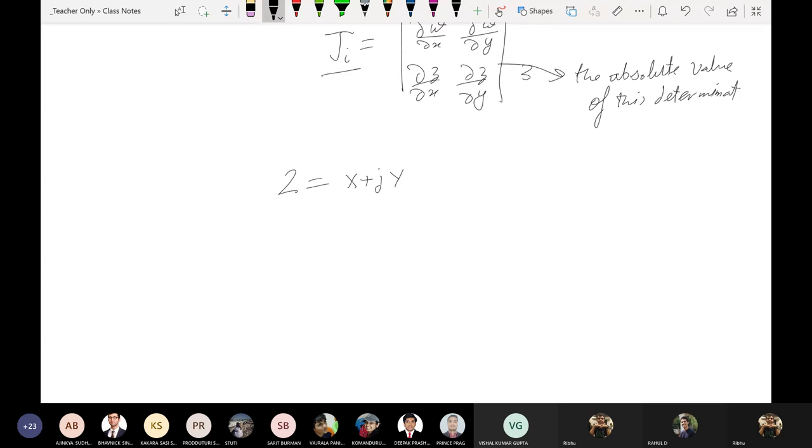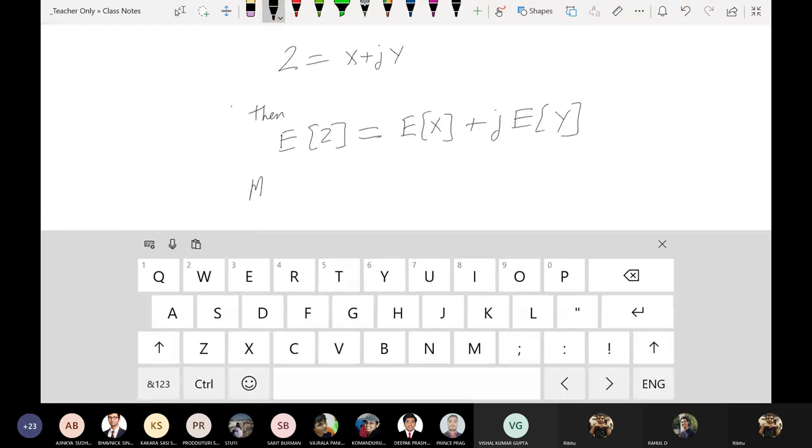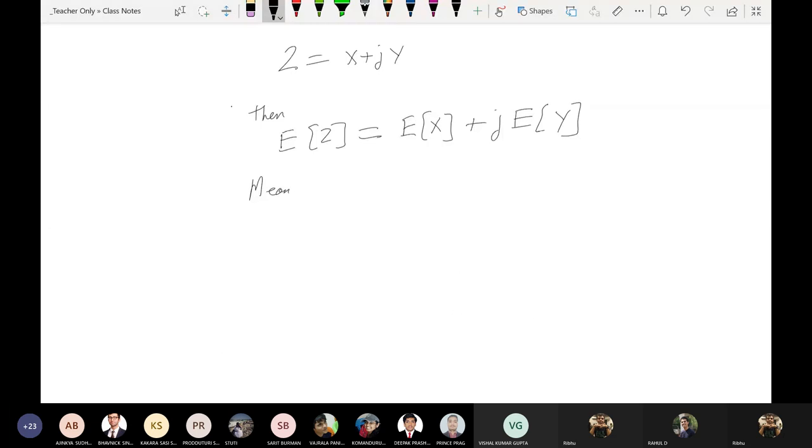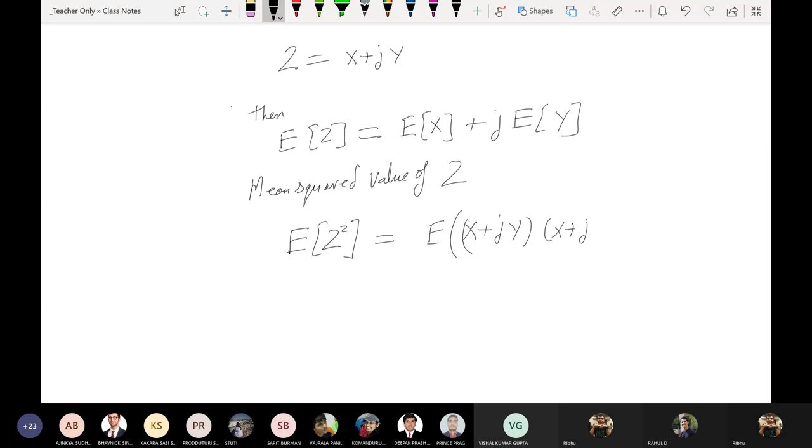So let's now talk about the mean squared value of Z. So expectation of Z square equals expectation of (X plus JY) into (X plus JY). Fine. This equals expectation of X square minus expectation of Y square plus 2J expectation of XY, right? Yes, sir.